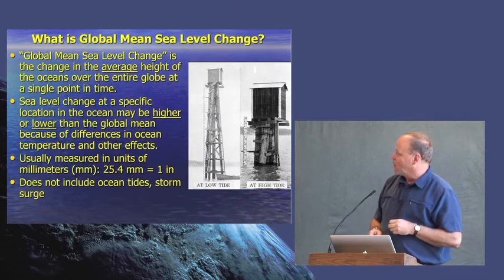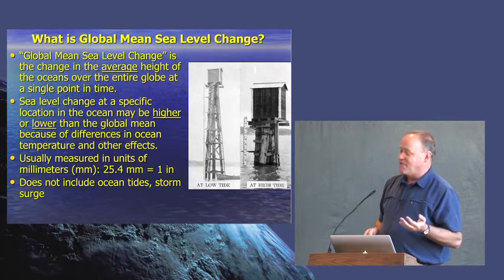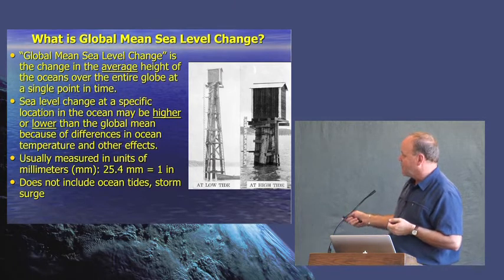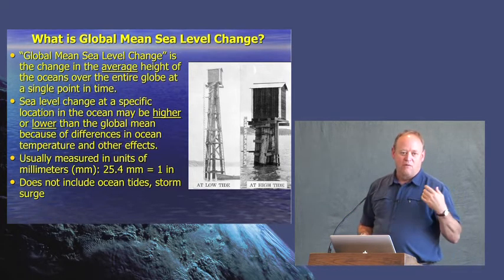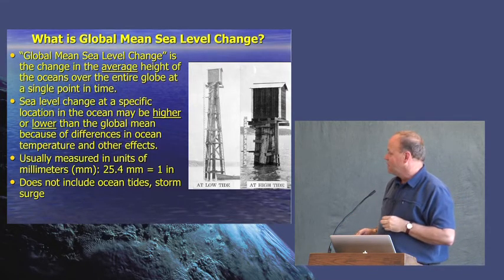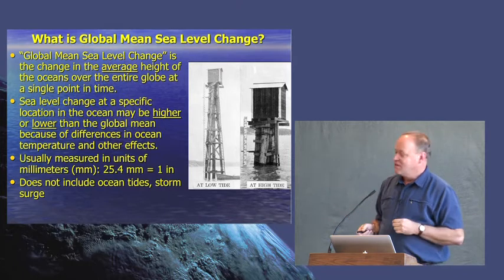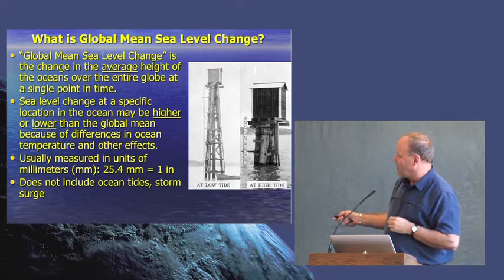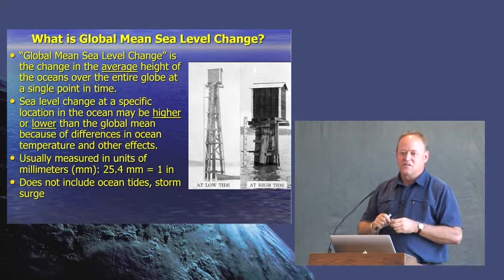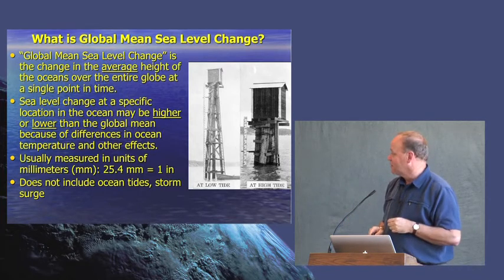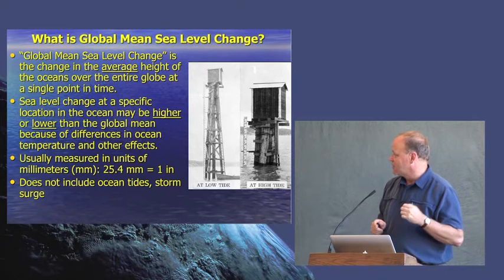So I think we need first to define what global mean sea level change is. It may seem kind of obvious from the words here, but it's the change in the average height of the oceans of the entire globe at any single point in time. This is a snapshot of sea level that was determined from satellite altimeter data, and the scale here is about plus or minus 20 centimeters, and sea level changes a few millimeters a year. So the average here is important. You're going to see a lot of departures from the average, and so the average is just a way of giving you a global number that tells you how things are changing in an average sense.